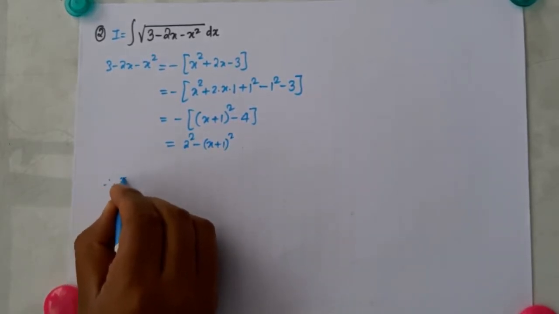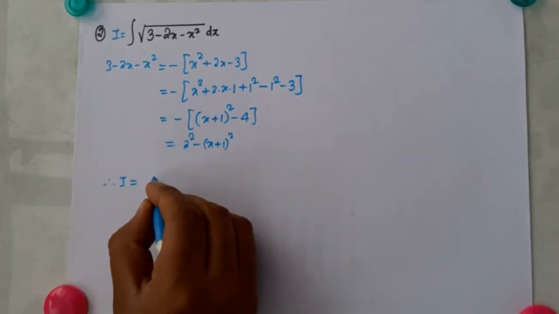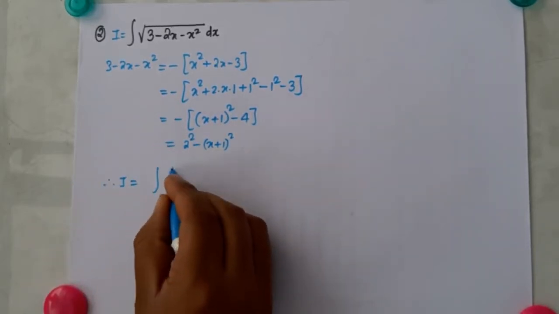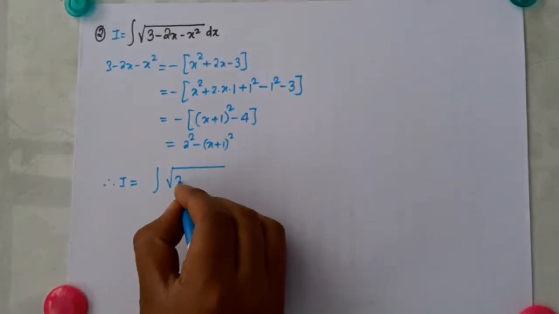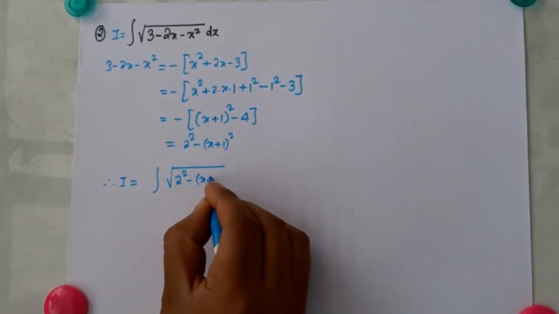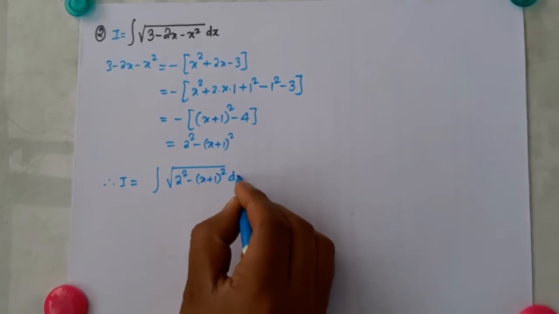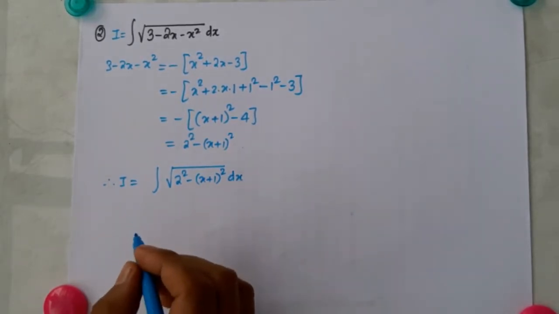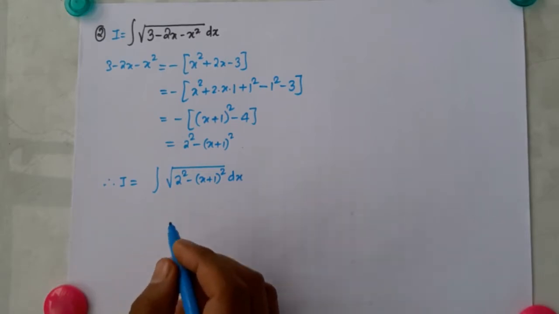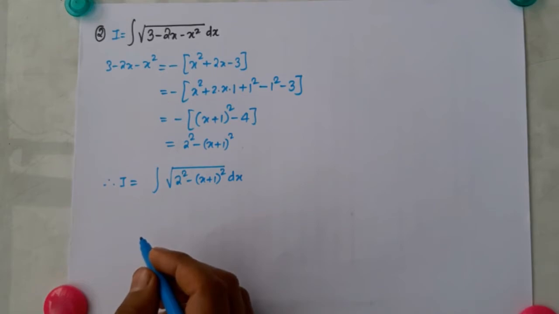So therefore your integral I will become, see here carefully, square root of this entire thing is this much: 2 square minus x plus 1 whole square dx. Okay, after that you can directly put the formula. So the formula is, you have to go for the standard integrals, and this falls under your category 3.